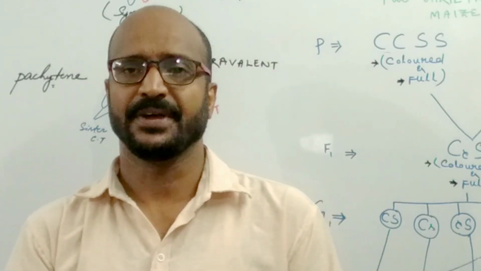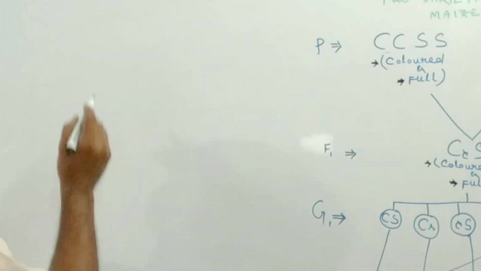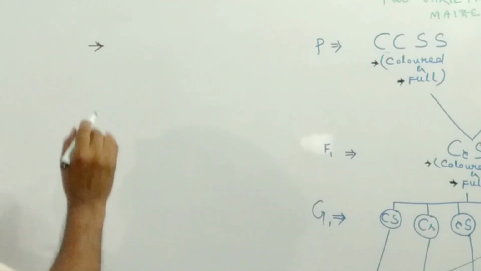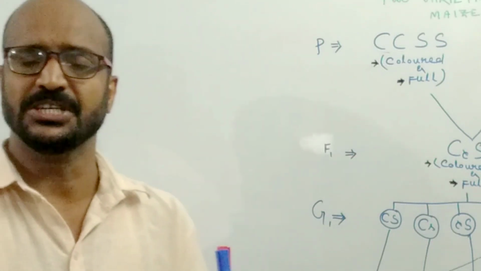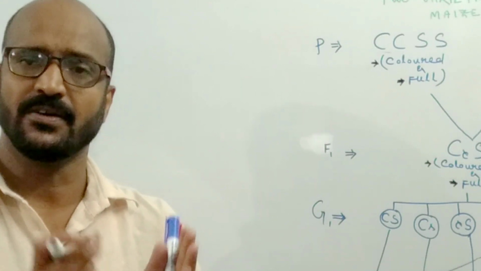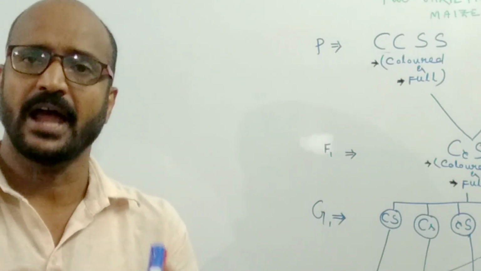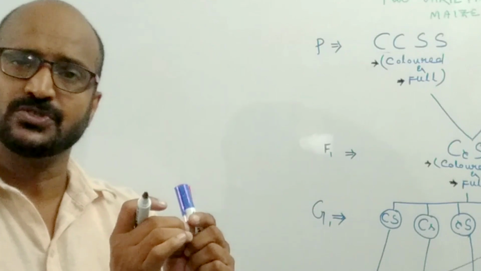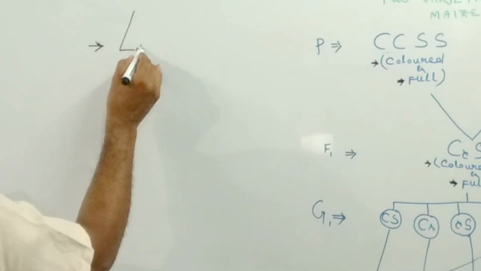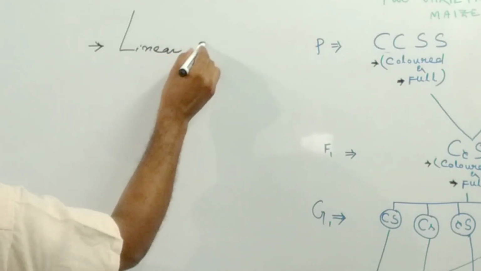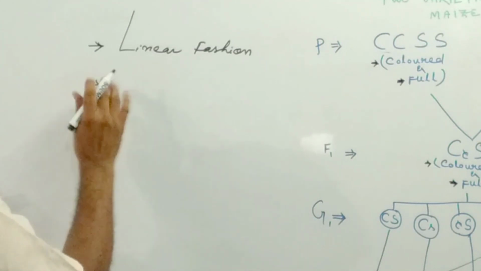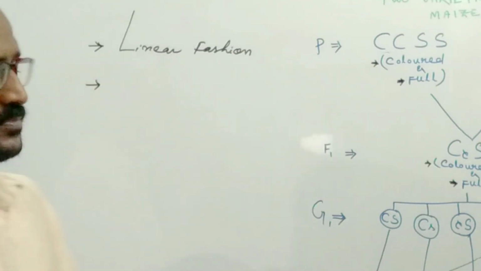Now come to the significance of crossing over. Crossing over provides the direct proof, or direct evidence, that the genes are arranged on the chromosome in a linear fashion.